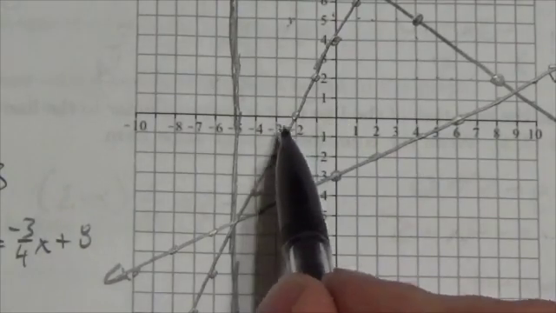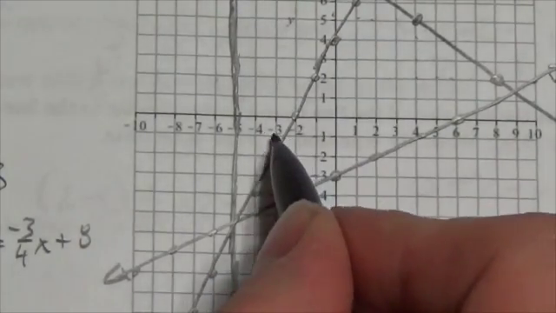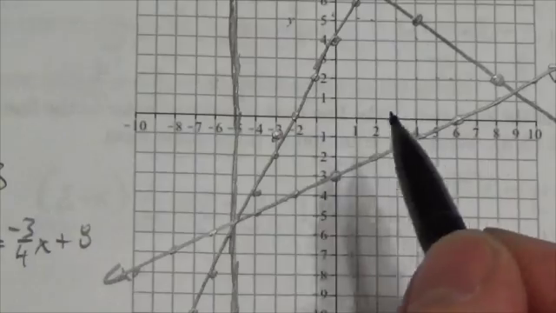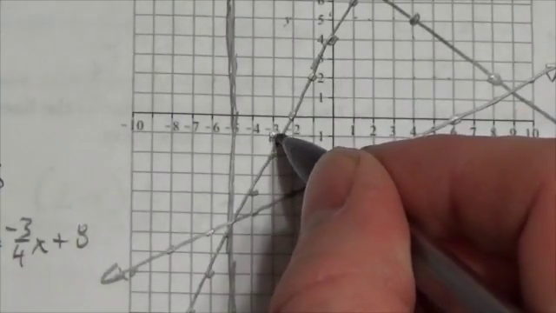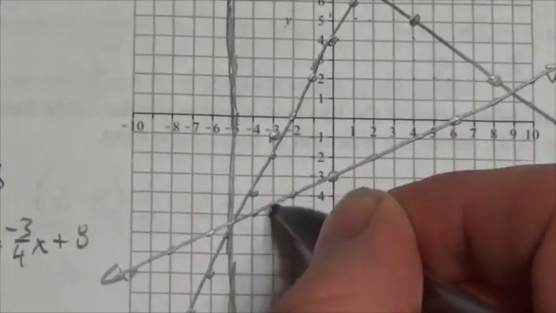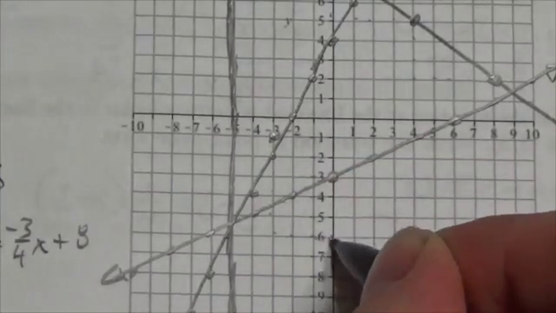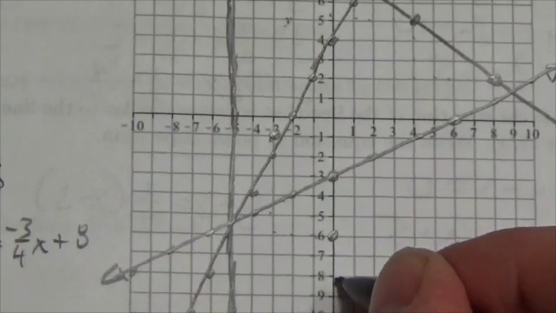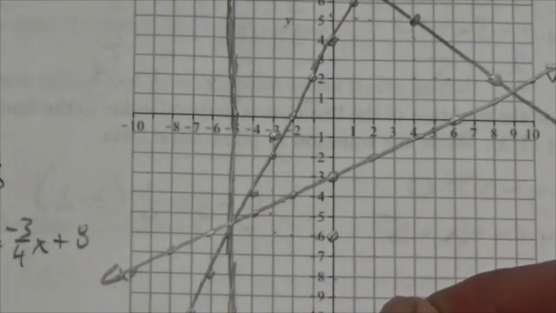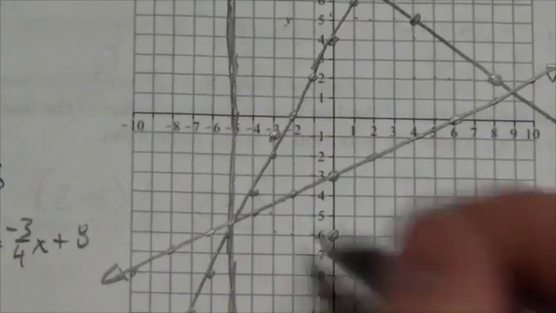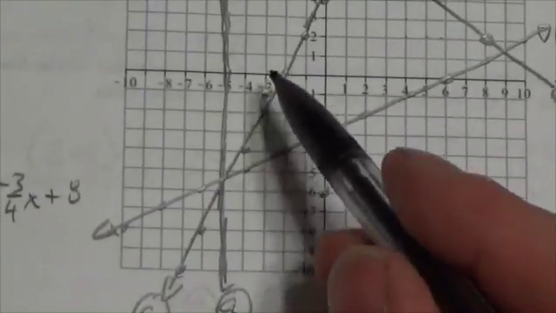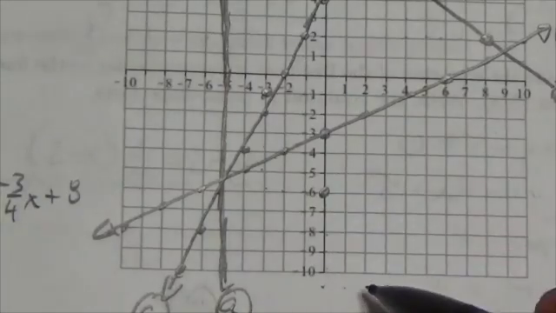So negative 3, negative 1, that's right there. And then a slope of negative 5/3 means down 5, 1, 2, 3, 4, 5, over 3, 1, 2, 3. So I'm off the grid a little bit. Now that only gives me a couple of points here.